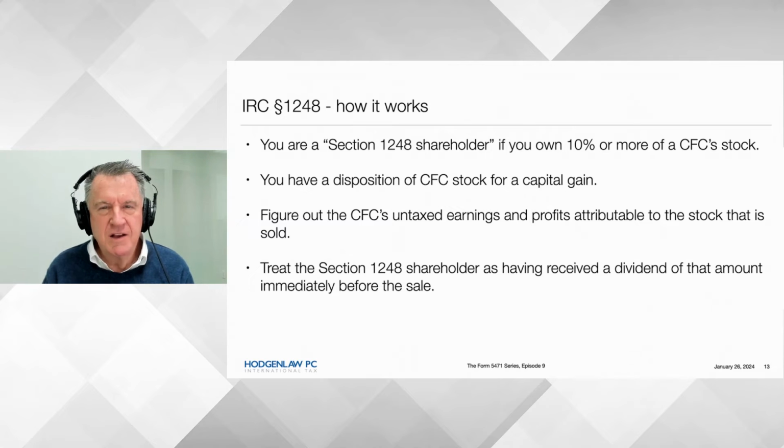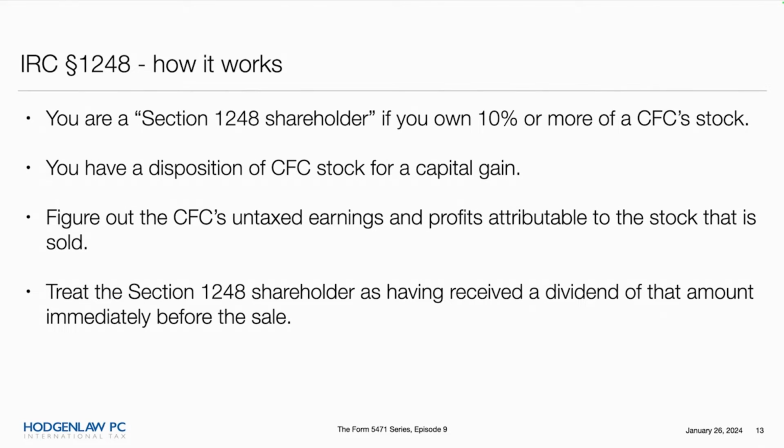So Section 1248 says if you are a Section 1248 shareholder, which overlaps with U.S. shareholder because you own 10% or more of a CFC stock, and you have a disposition of that stock for a capital gain, then you're going to have a deemed dividend equal to the pro rata share of earnings and profits for the stock that you sold. You own 100%, you get 100% of the untaxed earnings and profits passed through to you. You own 25%, you get 25%. And that's what it does.